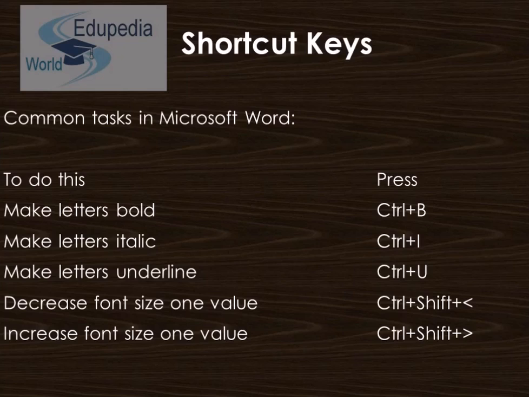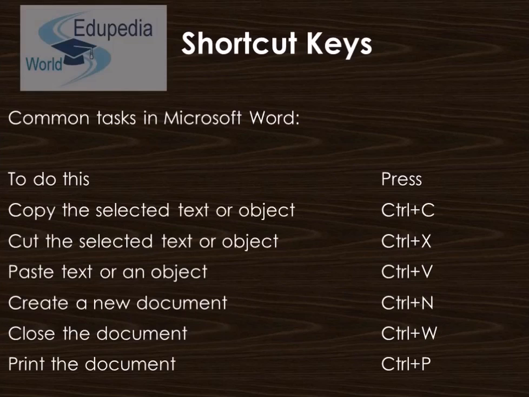Suppose we want to decrease the font size by one value, we have Control plus Shift plus less than sign. Similarly, if we want to increase the font size by one value, we have Control plus Shift plus greater than sign. Some more common tasks: if we want to copy the selected text or object, the command is Control plus C. To cut the selected text or object, the command is Control plus X. To paste, the command is Control plus V.